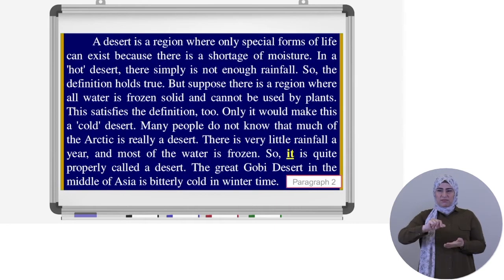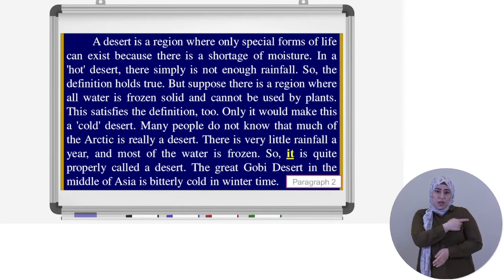A desert is a region where only special forms of life can exist because there is a shortage of moisture. In a hot desert, there simply is not enough rainfall. So the definition holds true. But suppose there is a region where all water is frozen solid and cannot be used by plants. This satisfies the definition too. Only it would make this a cold desert.